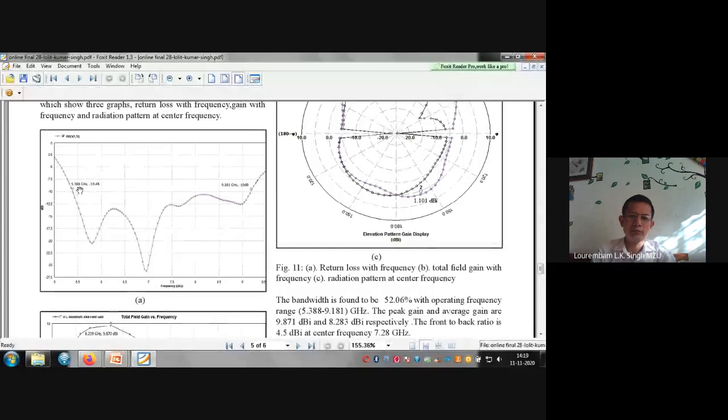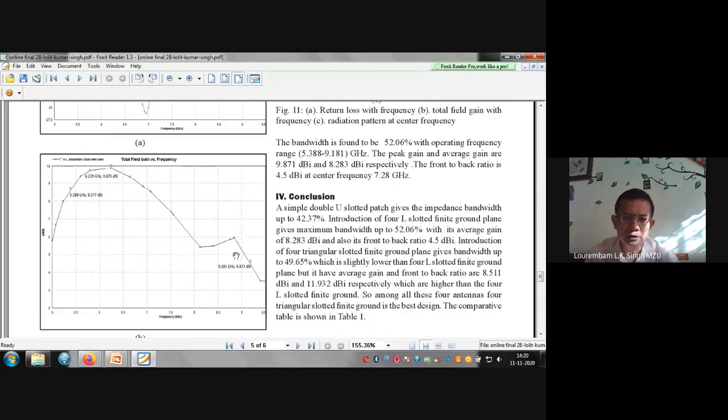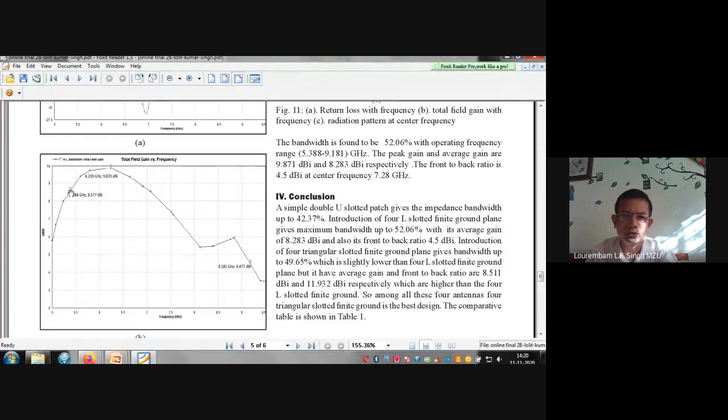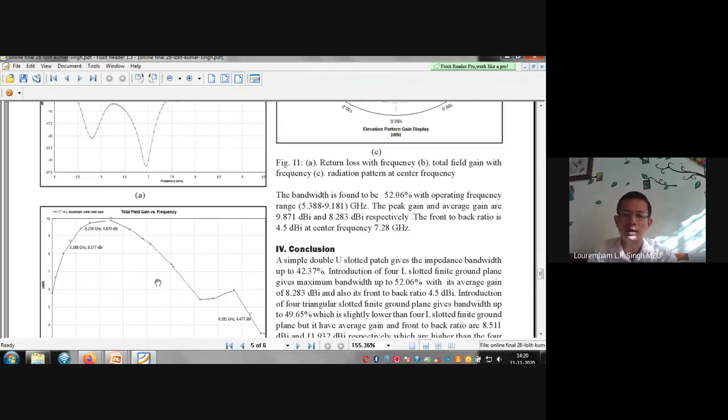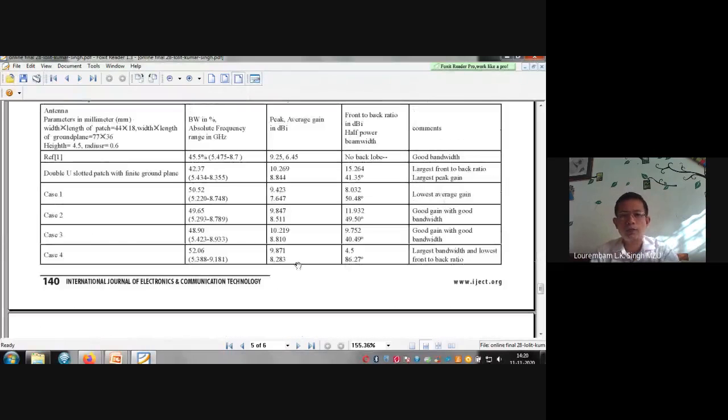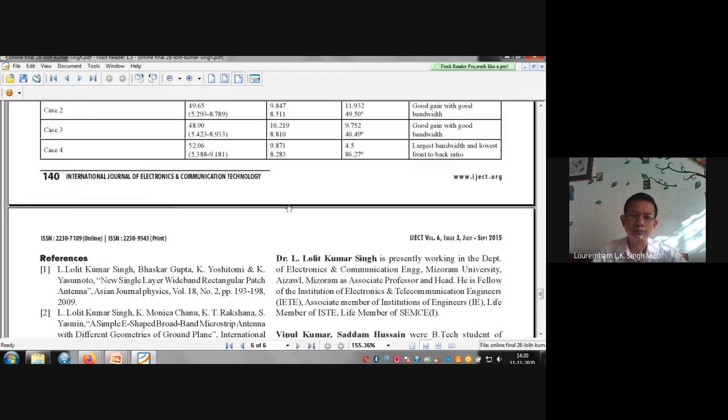Like 5.38 to 9.81, then from 5.83 to 9. What is the average gain from here to here, the bandwidth? Okay, and the peak is this one that we have found. So the peak and the average gain are quite good, but slightly lesser than the conventional ground structure.